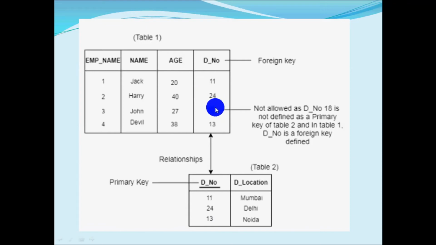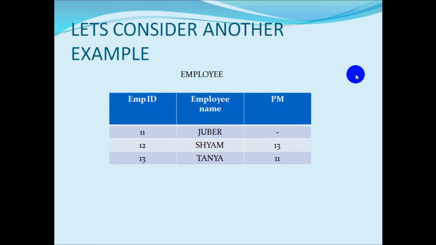So it must be null here. Okay, so I hope you understood what a foreign key is and what an entity type is during the referential integrity constraints. So let's understand with this example. You can see here referential integrity constraints.